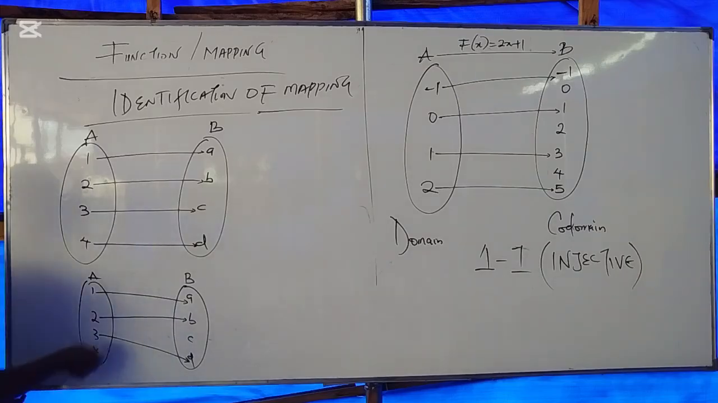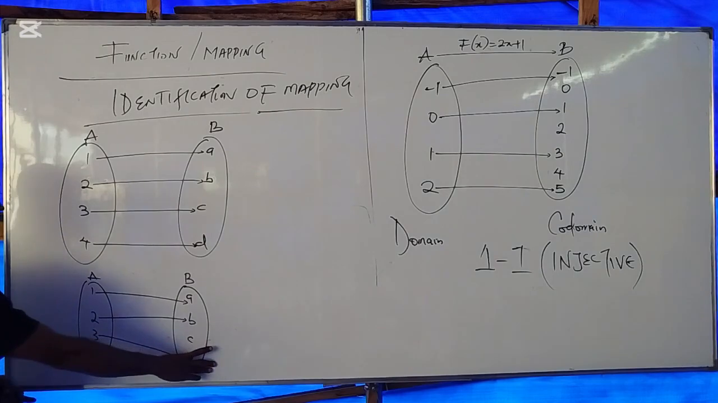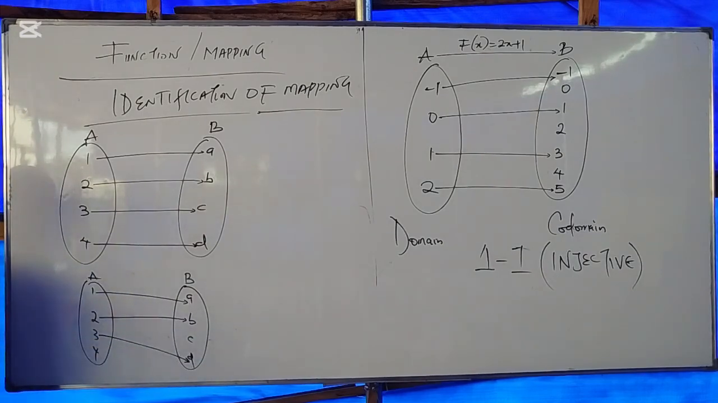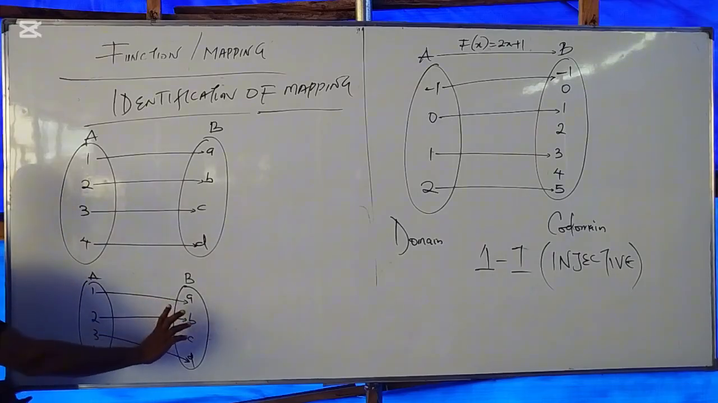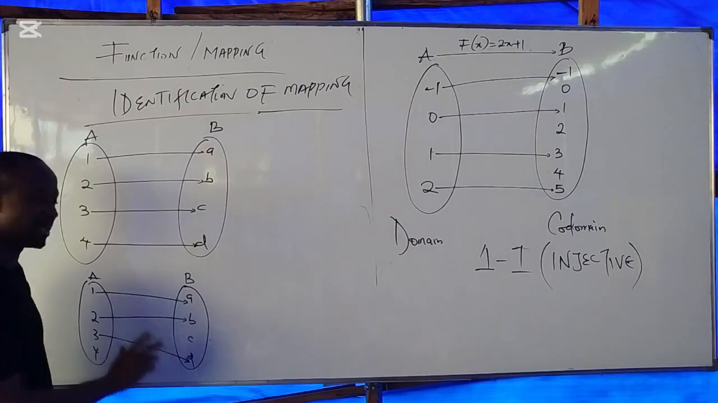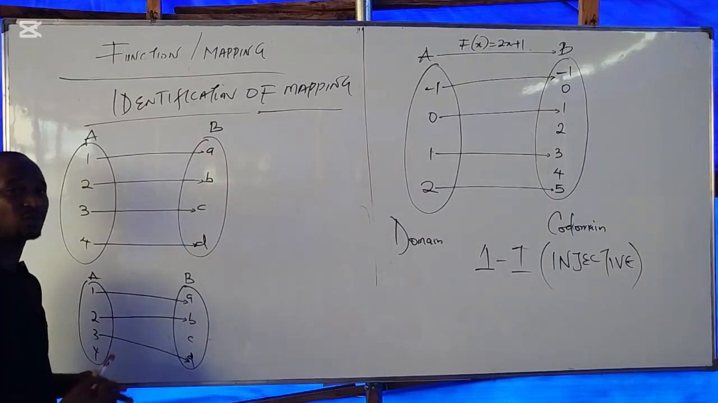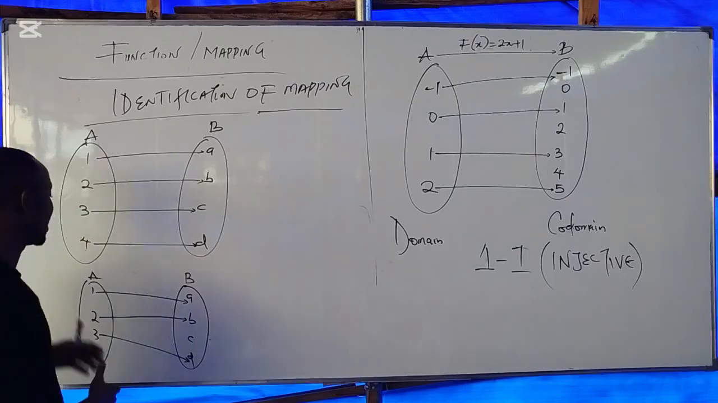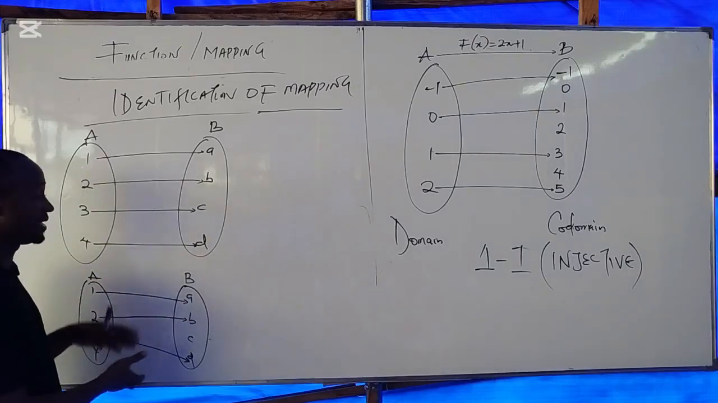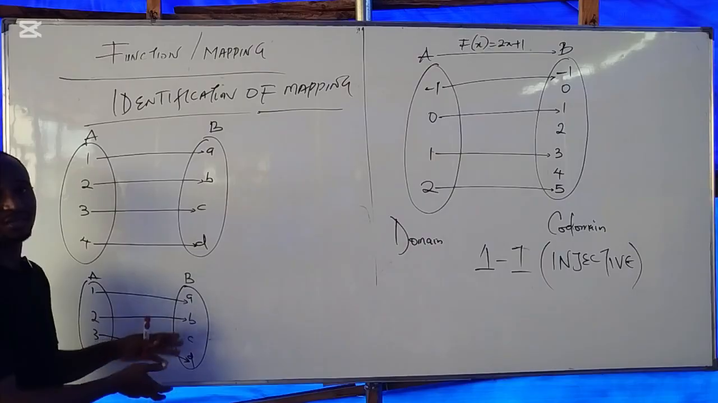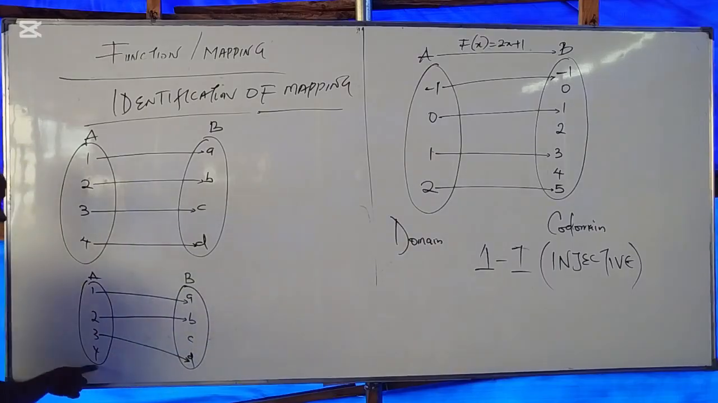because some elements of A are not assigned to what? Any element in what? In B. So 4, which is an element of A, is not linked to any element in what? In B. So this is not a mapping function. For a function to be a mapping function, every one of the elements in A must be assigned to an element in what? In B. So 4 is not.